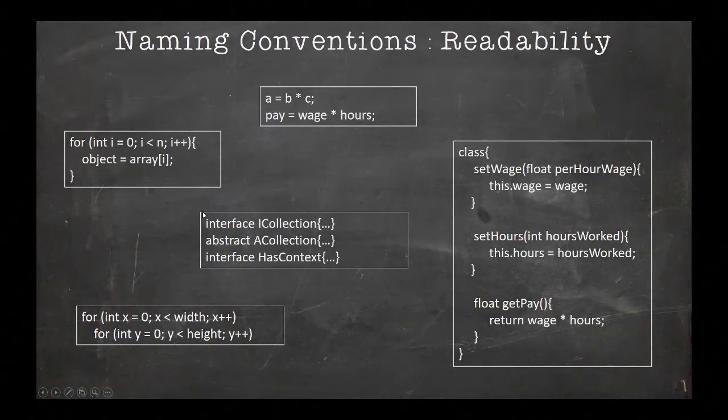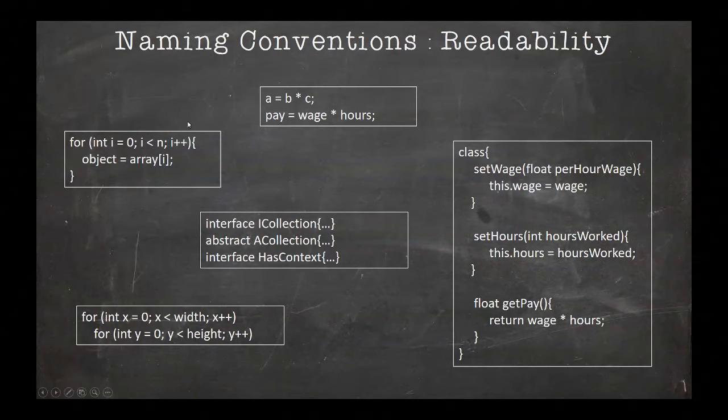Another example, which I mentioned earlier, was to put the prefix of a letter before the name, so interface I collection or abstract A collection. That way later on in the code you can understand, when you're making these classes or creating instances of them, whether they're concrete classes, interfaces, or abstract classes. You will also often see interface has context or interface is context, which implies that it has certain properties, whatever the context properties would be.